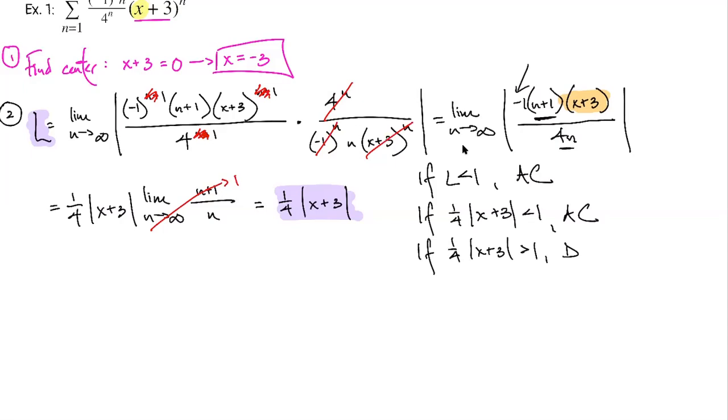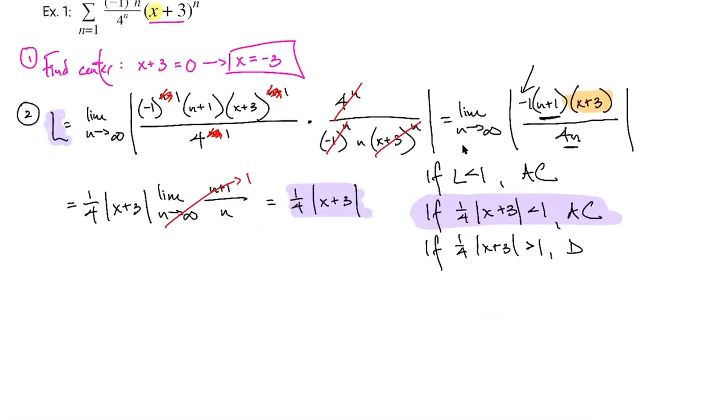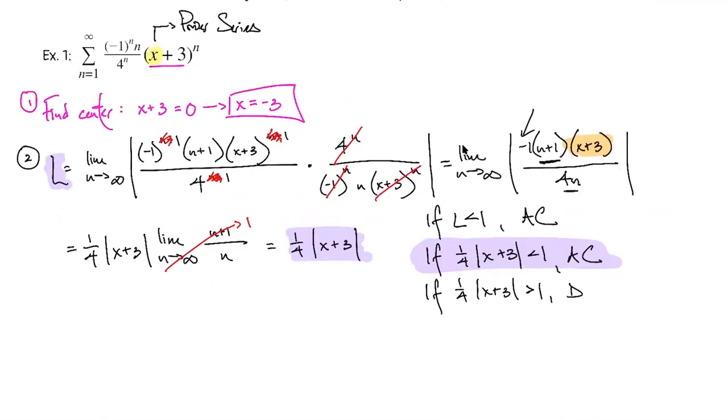So if we want to find our radius of convergence, then we're going to use this part. If we're saying we want to find where it converges, then we want to see what values of x make this expression true, okay? So that brings us to step 3, which is find the radius of convergence.